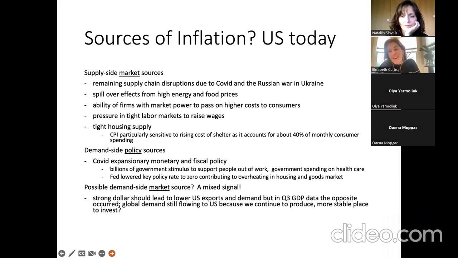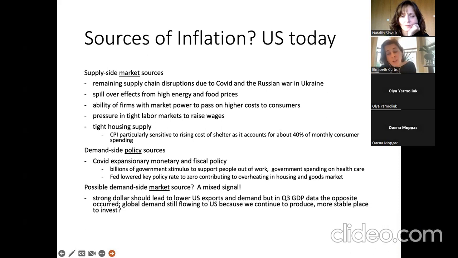I put this in there for the microeconomists in the room. We do have firms' ability, with market power, to pass on those higher costs that they're experiencing to consumers. So the less competitive the economy, the more we're going to see inflationary pressures just because firms can.